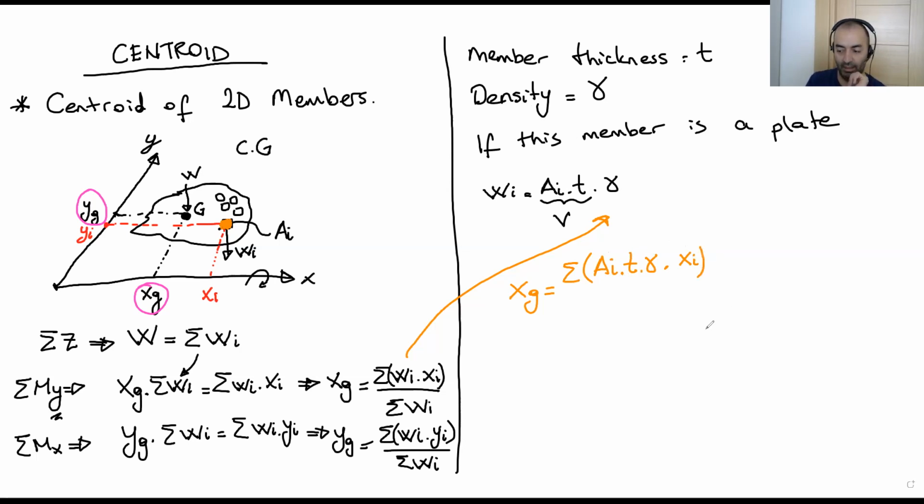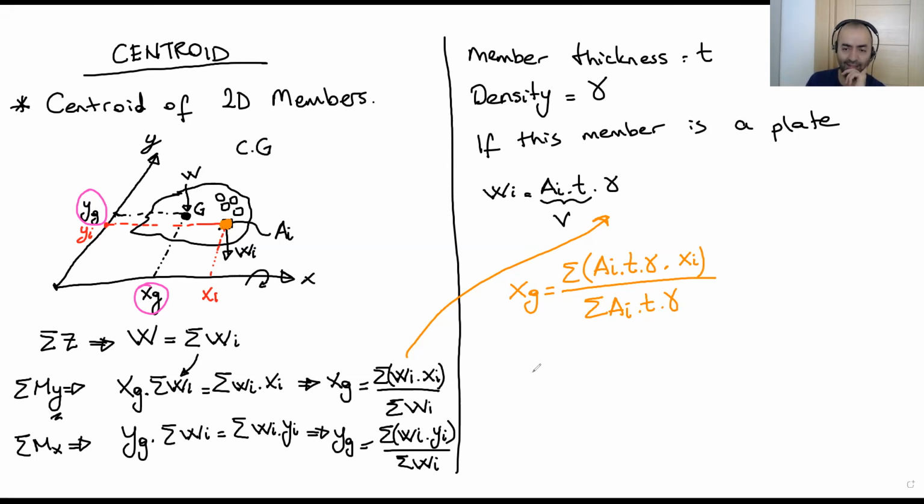This is x. This is the top portion of this division over what? Total weight. Total weight is what? Total weight is ai times t times gamma. So here in this equation.